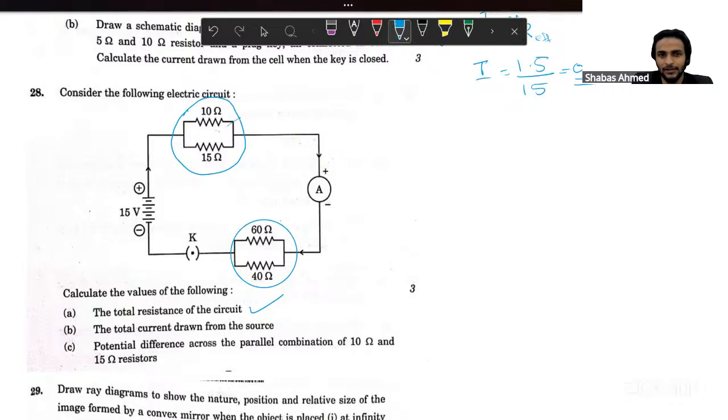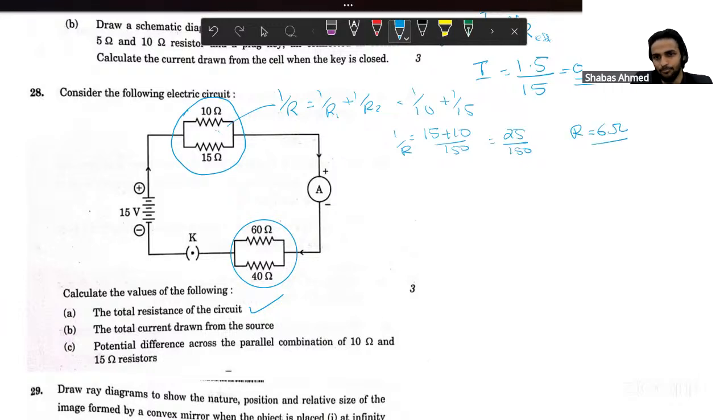If I find the effective resistance of these two, I get 1 by R equal to 1 by R1 plus 1 by R2, that is equal to 1 by 10 plus 1 by 15. You can either take LCM or cross multiply. I am cross multiplying here. I get 1 by R is equal to 25 upon 150, which is 1 by 6. So R equal to 6 ohm. So instead of this one, I can write 6 ohm.